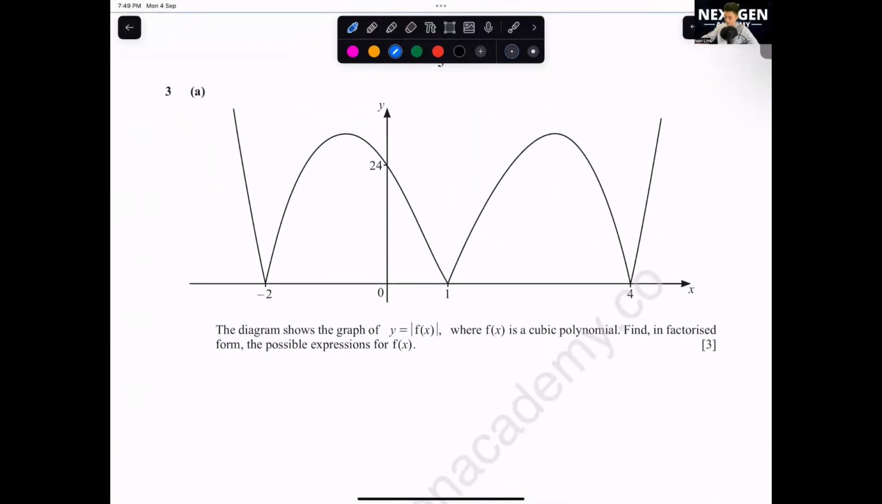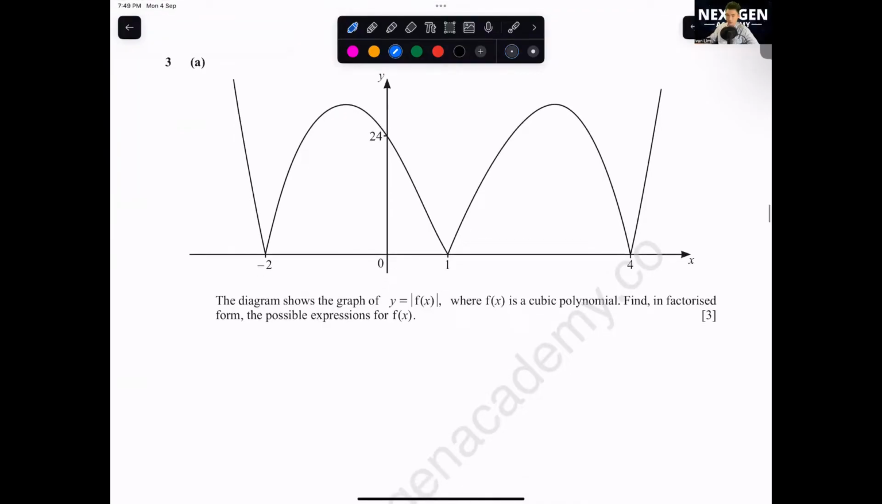Okay, question 3. The diagram shows the graph of y equals to modulus f(x), where f(x) is a cubic polynomial. Find in factorized form the possible expression of f(x). Okay, this question has come up before. Okay, how do you do this?